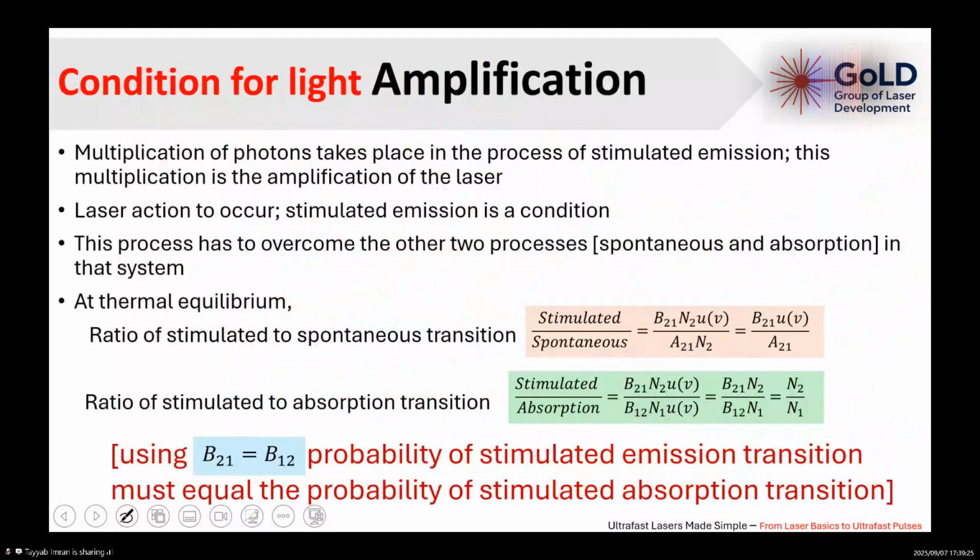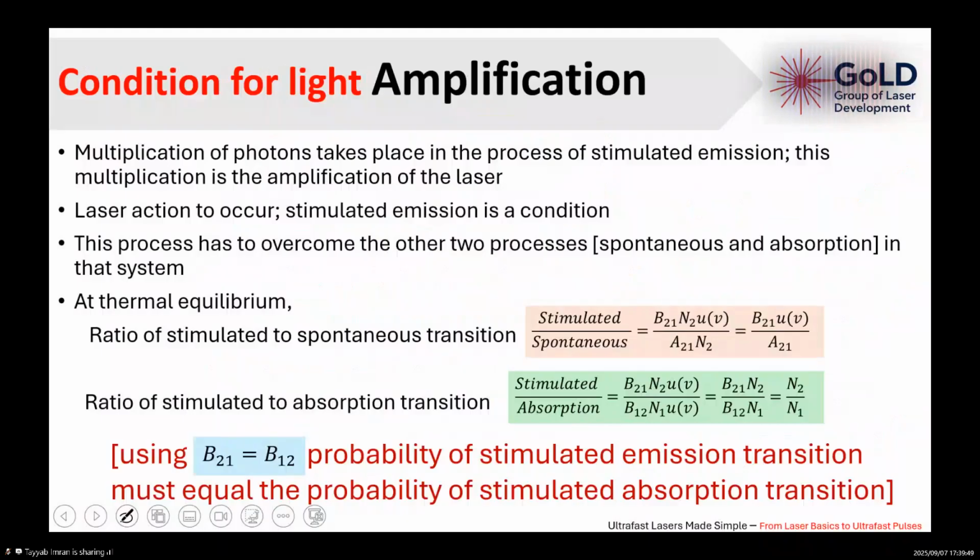So, the condition for amplification. This is not that amplification yet. This is amplification in the gain medium when the photons are multiplying. One photon, 2, 3, 4, 5, 6. So you call it the condition for light amplification. In any case, this amplification is happening because the number of photons in the gain medium is increasing.